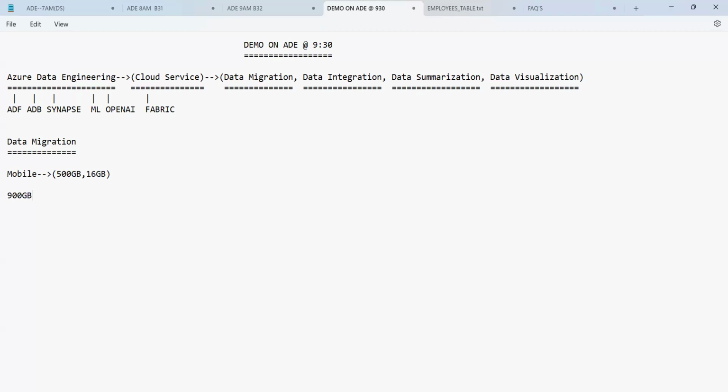That means, what's the capacity of your mobile phone right now? 500 GB. But you want to store 900 GB. Your capacity is 500. Is it possible? Not possible.